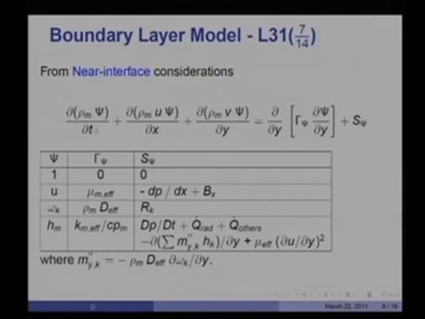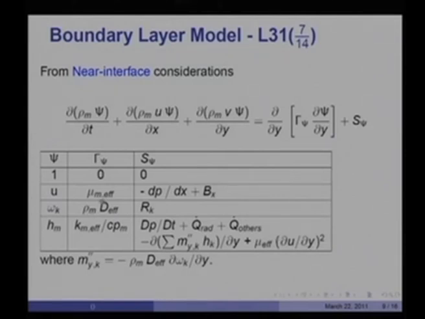bulk mass conservation. Psi equal to u would mean the momentum equation, omega k would mean the species equation with a rate of generation of species R k, and then H m is the enthalpy of the mixture, with the diffusion coefficient K m effective divided by C p m, and then all the source terms that would arise for a boundary layer flow model.